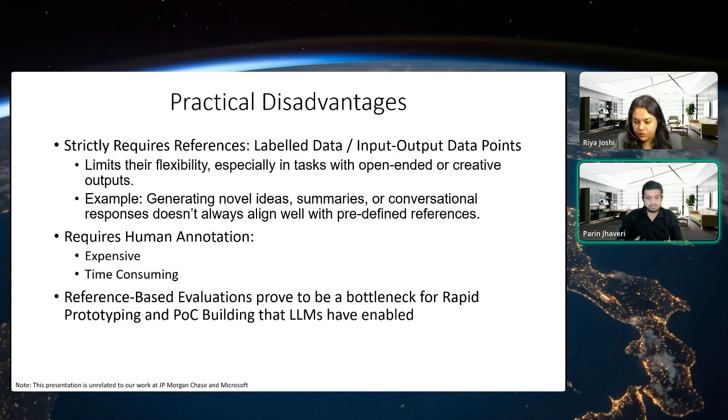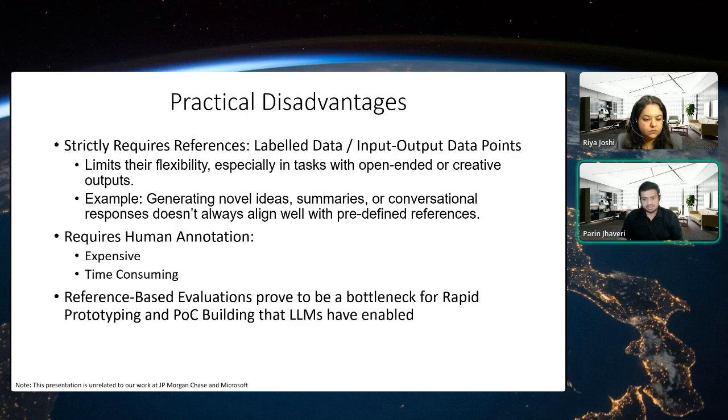Number one, it is expensive. Creating high quality reference data sets often requires domain experts or skilled annotators, making it costly. This becomes a barrier for smaller teams or organizations with limited resources. The second disadvantage is it is time consuming. The process of curating, annotating, and validating data is slow, introducing delays in workflows. This is especially problematic in dynamic industries using AI, where rapid iteration is crucial.